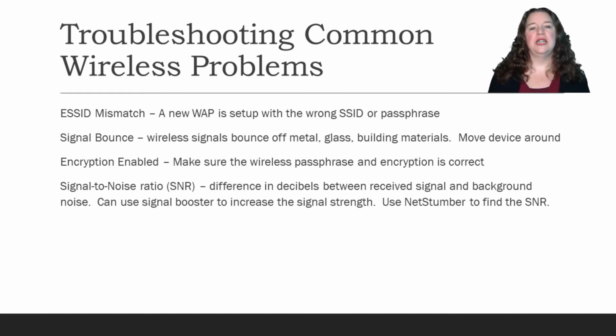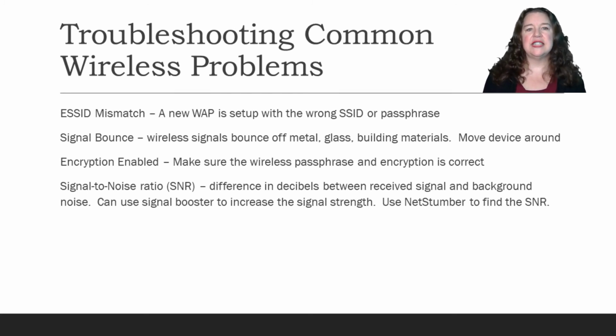If you are using the wireless passphrase and encryption, make sure that the encryption is the same as what it's supposed to be. Remember, our WEP, our WPA, and our WPA2. These are the different encryptions that you're going to be using. Make sure that they sync, that they're the same kind. Because if you have encryption enabled and it's not supposed to be, or you are not enabled and it is supposed to be, you're going to have a problem there.